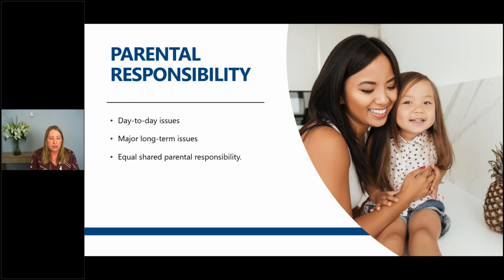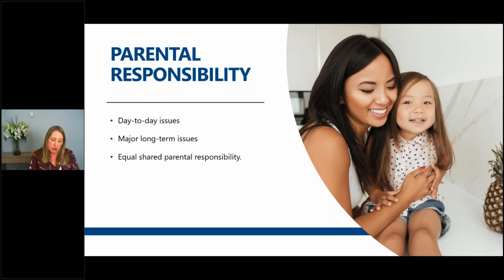Now, in relation to the second of these, the major long-term issues, perhaps the easiest way to describe these is to list through examples of what are considered long-term issues. The first is education, which school a child attends, religious and cultural upbringing of the child, the health issues of the child. Do they need specific health assistance? Is there any major surgery a child might need? A child's name, and changes to a child's living arrangements that make it significantly more difficult for a child to spend time with one of their parents.